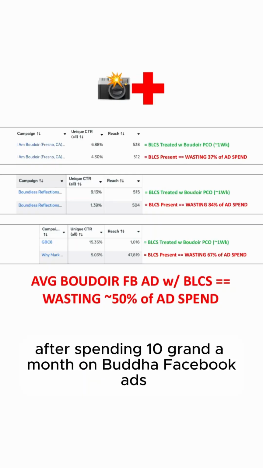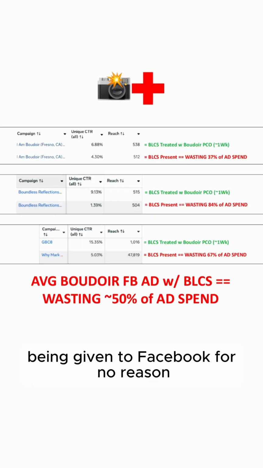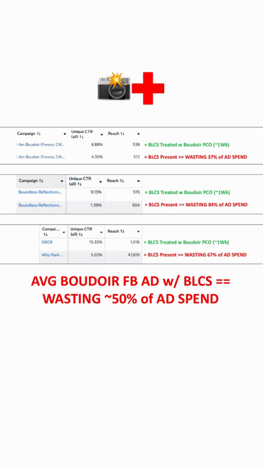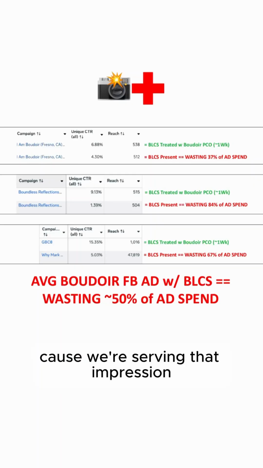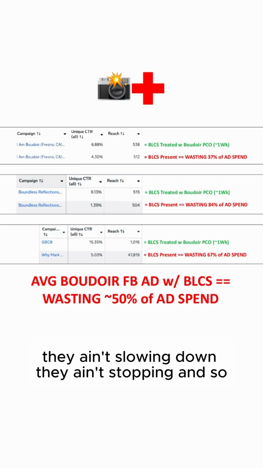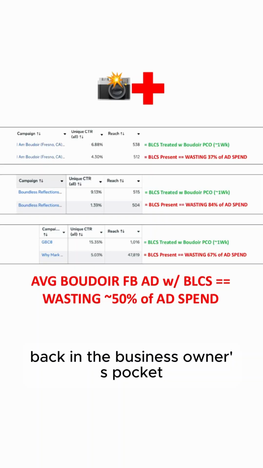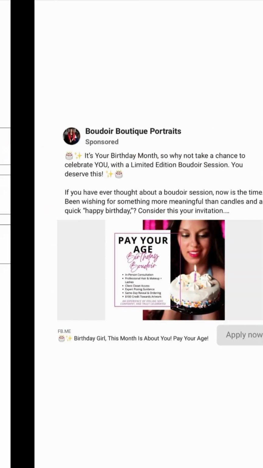And so if they're spending 10 grand a month on Boudoir Facebook ads, on average approximately 5K every month is being wasted, being given to Facebook for no reason, because we're serving that impression. Women are scrolling right by anyways. Our ads never enter their brain. They ain't clicking anywhere, they ain't slowing down, they ain't stopping. So on average, that'd be a 60K bonus back in the business owner's pocket at the end of 12 months.